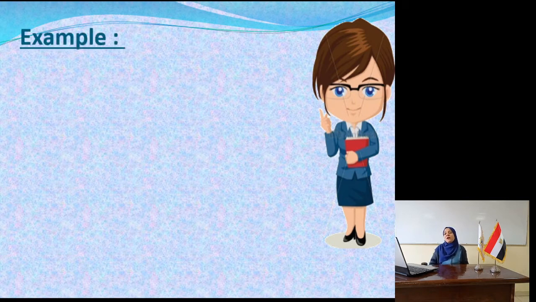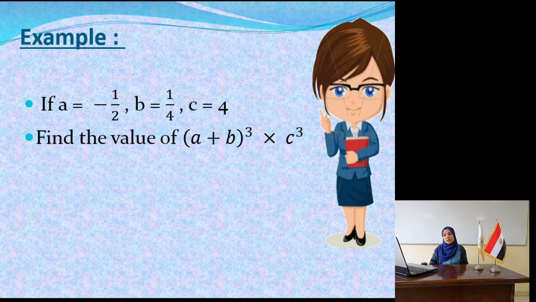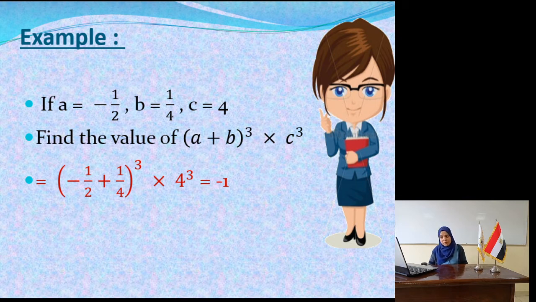Example. If we have A equals negative 1 over 2, B equals 1 over 4, and C equals 4, find the value of the expression (A plus B) all to the power 3 multiplied by C to the power 3. The numerical value means we replace A with its value. So we replace A with negative 1 over 2 and replace B with 1 over 4. This bracket is raised to power 3, multiplied by C, replacing C with 4 to the power 3, and put all of this on the calculator to get the final result. It will be negative 1.